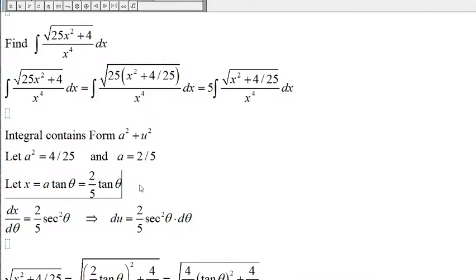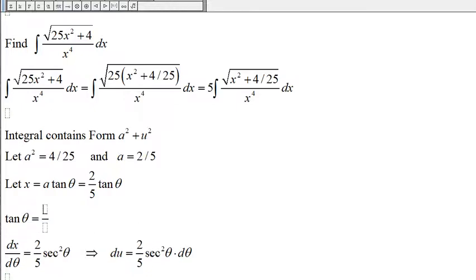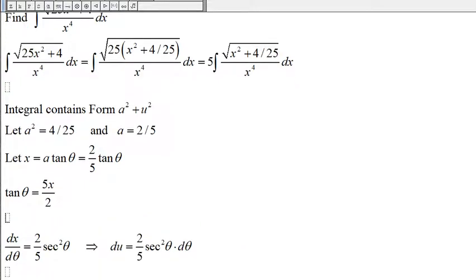And then later on we're going to need this. Right here we have x equal to 2/5 times tangent of theta. If we multiply the left side by 5/2 and multiply the right side by 5/2, then we get tangent of theta to be 5/2 x, which is 5x over 2. So we're going to need that later on.